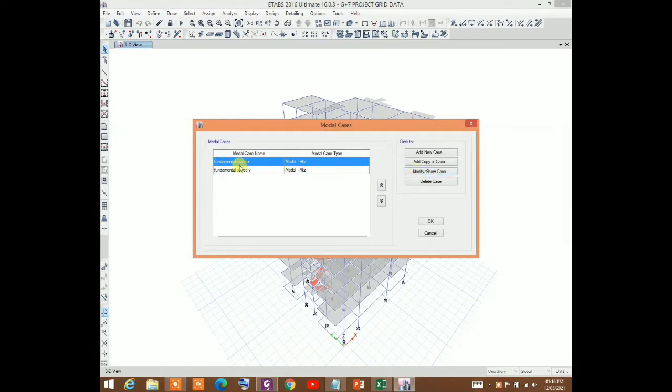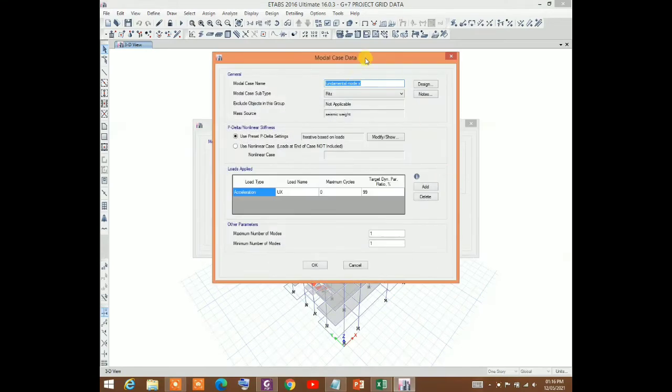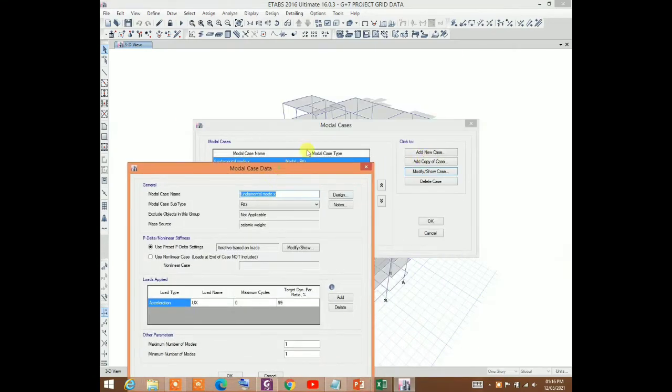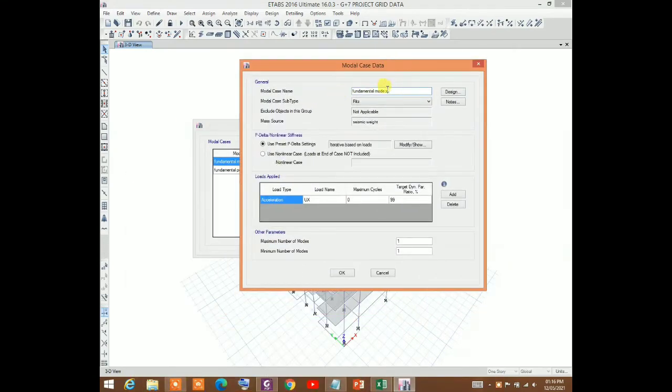Okay, I have already included it for demonstration purposes. Fundamental, it is in the X direction. I am pressing modify showcase. You should press add new case. I have given the name fundamental mode X, and I have selected the option reach. You should select reach because it will yield better results.